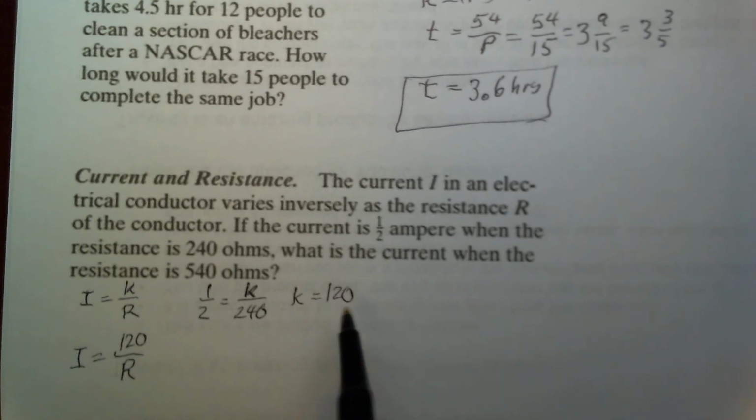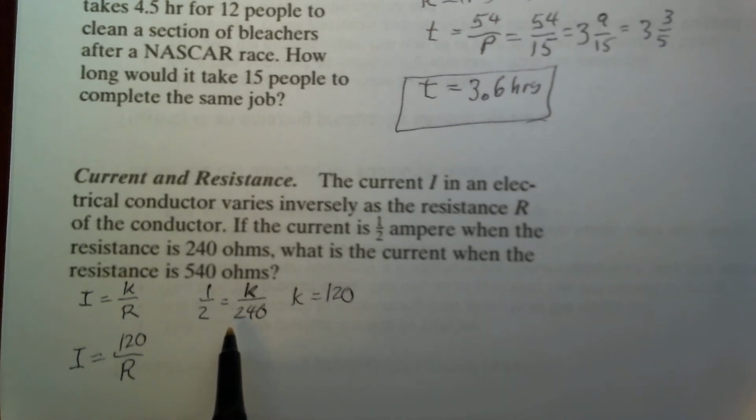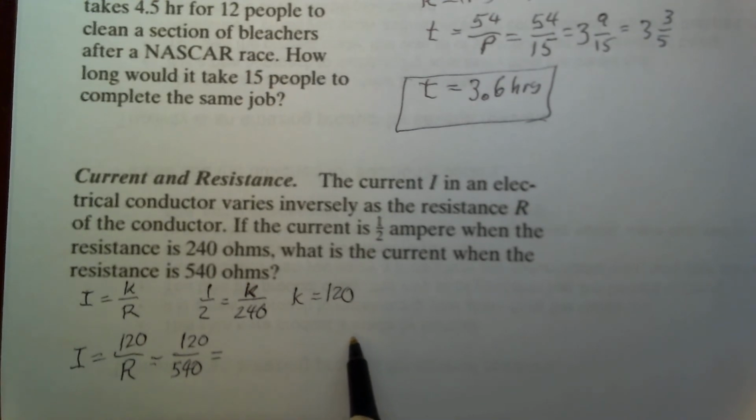Now, what is the current when the resistance is 540 ohms? So the question is, when we replace R with 540, we get 120 divided by 540. We can reduce this by dividing both sides by 60, and so it's 2/9. Of course, that would be 2/9 ampere.